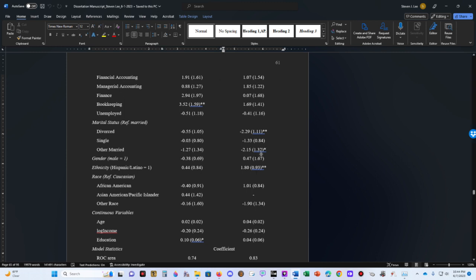And again, that was only significant at the 10% level. Significant at the 5% level, however, were divorced people, who were almost 2 1/3 times less likely to perpetuate fraud. And then, interestingly enough, those who identified as Hispanic were nearly 2 times more likely to perpetuate fraud. I think this is maybe the most surprising find. Wouldn't expect this, honestly. I don't know.